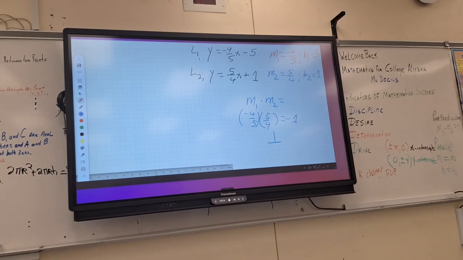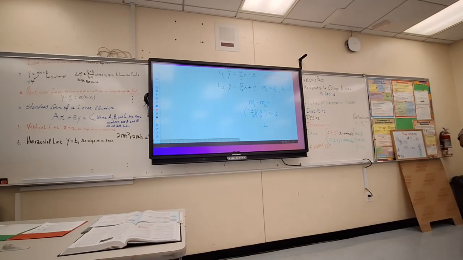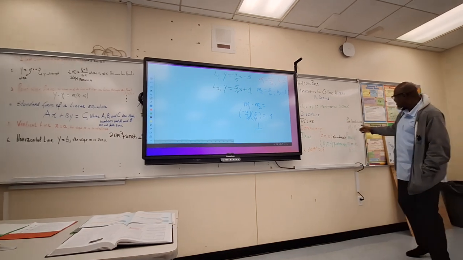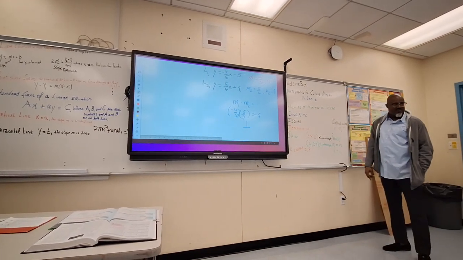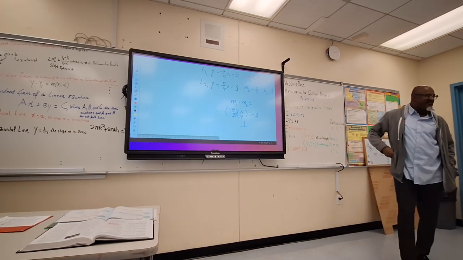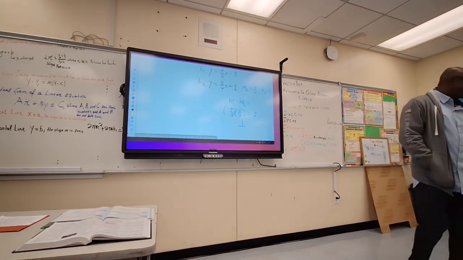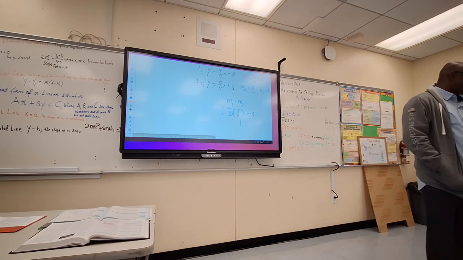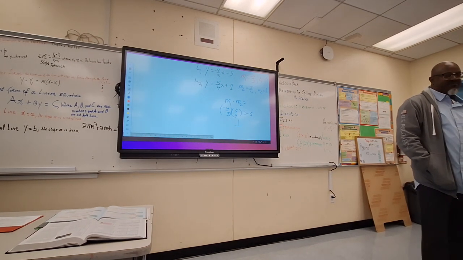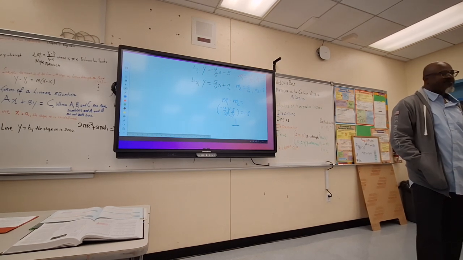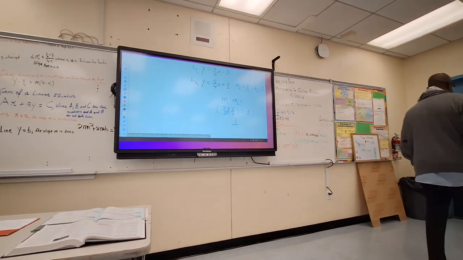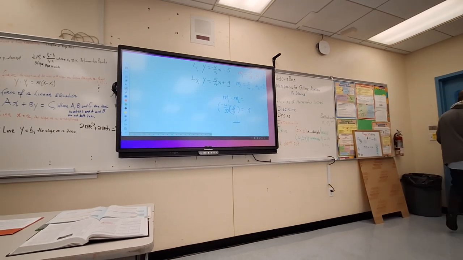This is one of the definitions of perpendicular lines. If the product is equal to negative 1, they're perpendicular. If they have exactly the same slope and a different y-intercept, what will you say? They are parallel. That's it.